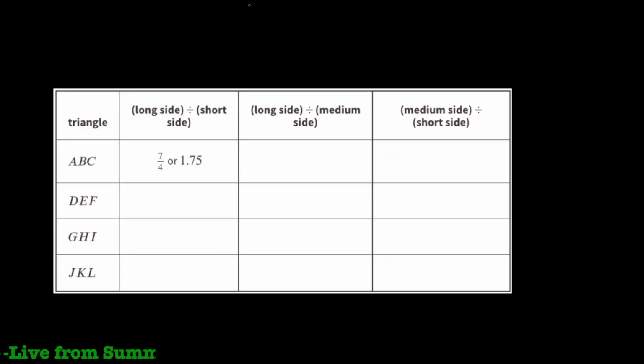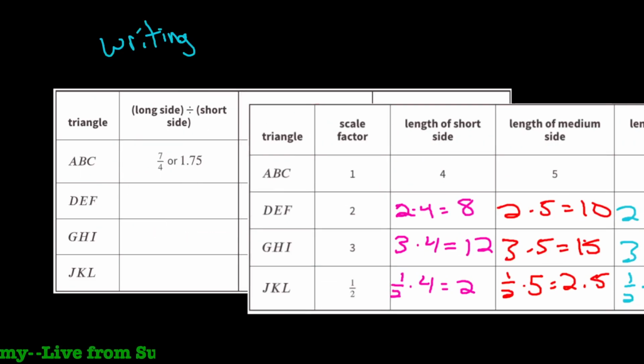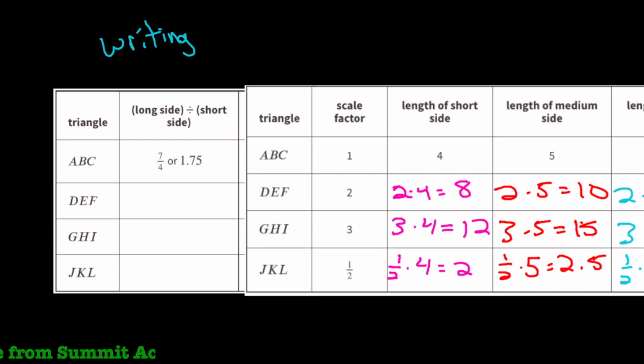In the next part, I can use this information to write the ratio. So what you're doing in this part is you're writing the ratio for each side length. So for example, the long side, let me actually paste that in there. Let me show you this. If I'm talking about writing my ratios of side lengths.